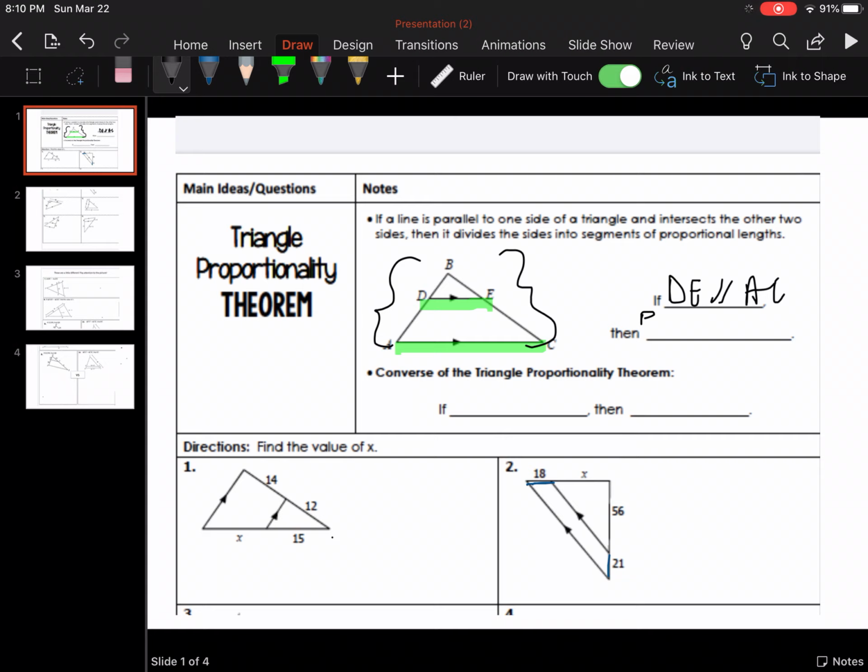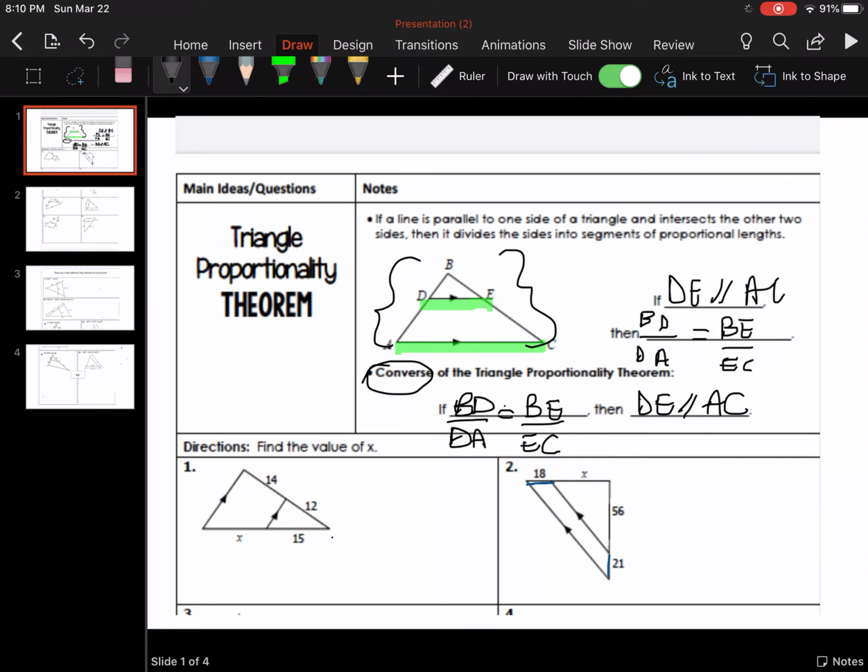That means the top piece of the left, BD, over the bottom piece of the left, DA, will be the same fraction and value as top of the right side, BE, over bottom of the right side, EC. So I'm going to refer to this as top left, top right, bottom right. Okay? So the converse, which means you're just going to switch the order, if BD over DA is equal to BE over EC, then that's indirectly telling you that DE is in fact parallel to AC.